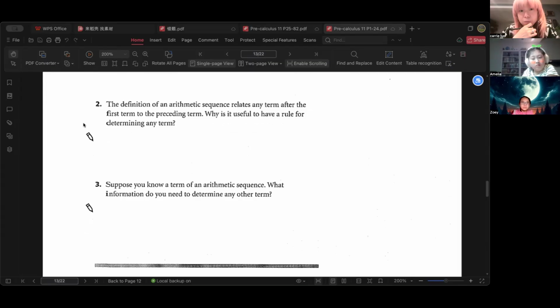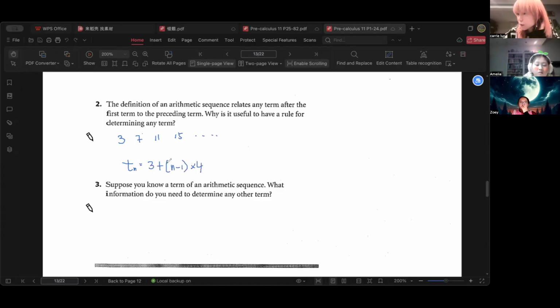Why is it useful to have a rule for determining any term? That is very important, okay? Because when we have terms like 3, 7, 11, 15, and something like that, if we don't have a general form, the general form will be Tn equals 3 plus n minus 1 times 4, right? So Amelia said I can actually calculate it: the first one is 3, the second is plus 4, plus 4, I can just keep adding 4. Yes, you can do that.